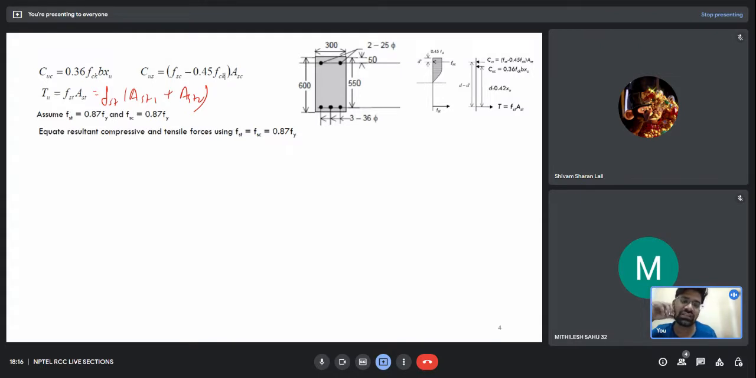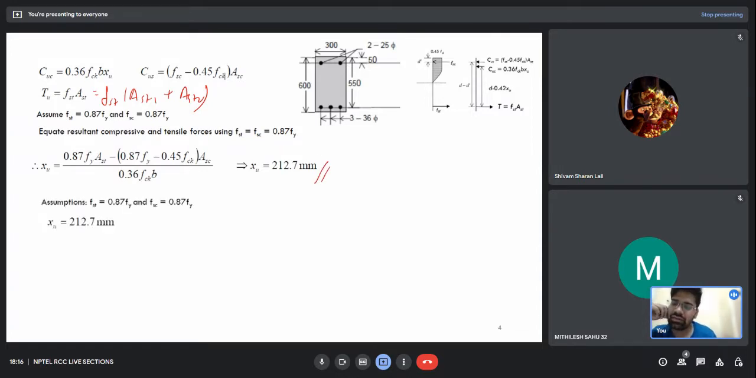Like we are assuming 0.87 Fy as the yield stress in both the steels. Which are the two steels? The one in the tension zone and the other in the compression zone. Both have 0.87 Fy. So what does that mean? I'm assuming that my strain in the concrete is greater than 0.002, that is the inelastic strain. Now I have equated Cuc plus Cus equal to Tu and found the actual depth of neutral axis. With this assumption, I get the actual depth of neutral axis as 212.7 mm.